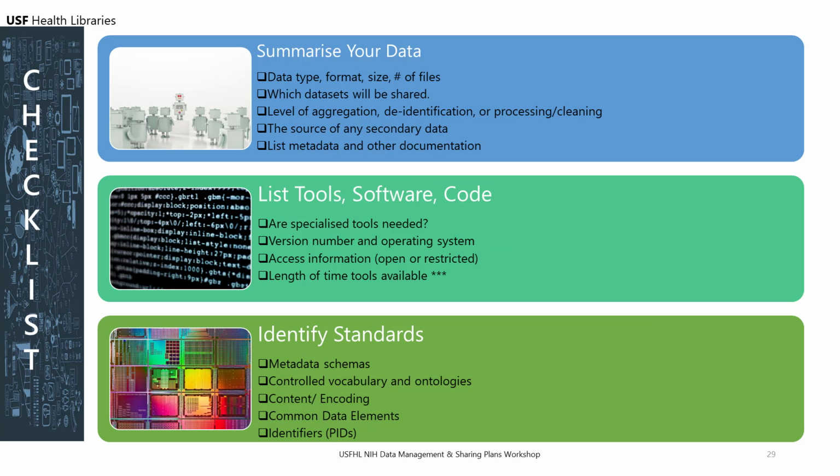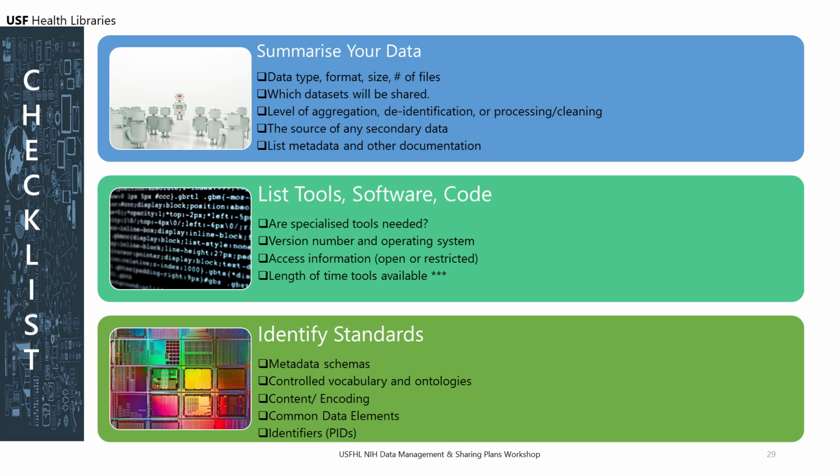This is just a quick checklist to remember to summarize your data, looking at data type, format, size, and number of files, which data sets will be shared, the level of aggregation, de-identification, processing, or cleaning, the source of any secondary data. Make sure you list your metadata and your other documentation, because as fully as you can describe your data and all the talking points that may come from that data, those may be elements that end up being budgeted for in your DMSP.